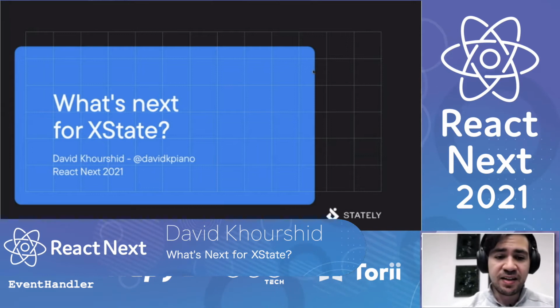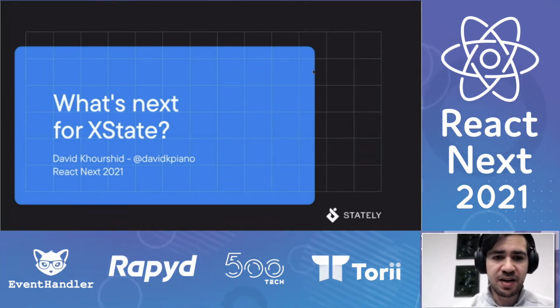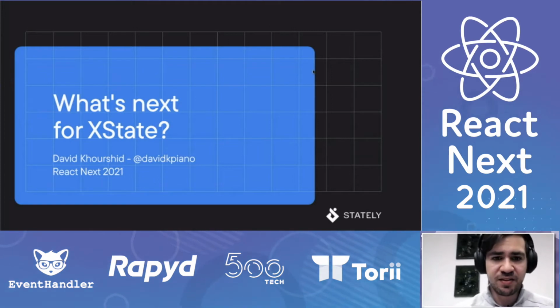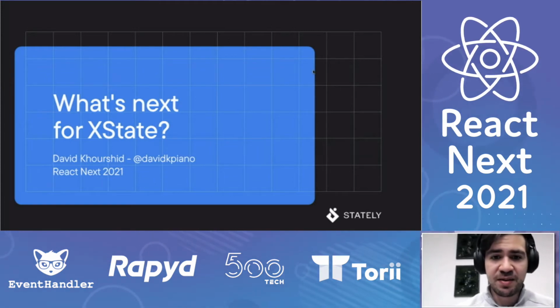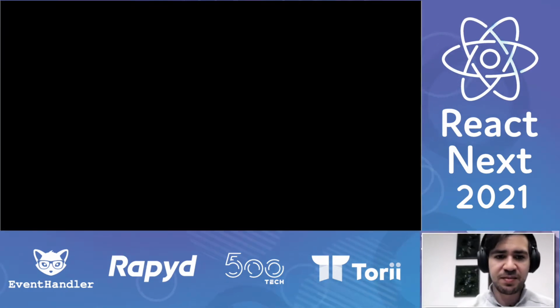So yeah, today I'm going to be talking to you about what is next and coming up in XState. So my name is David Khorshid. I'm at David Key Piano pretty much everywhere online. My last name isn't piano. I just like playing the piano.